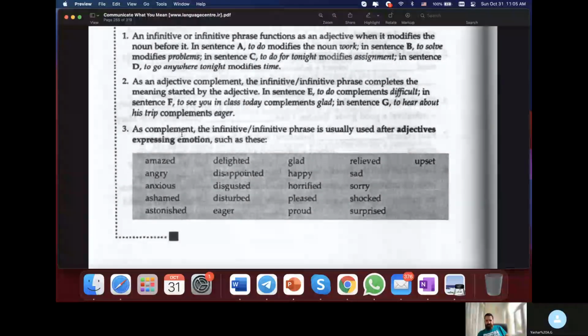And as complement, the infinitive or infinitive phrase is usually used after adjectives expressing emotion, such as these.